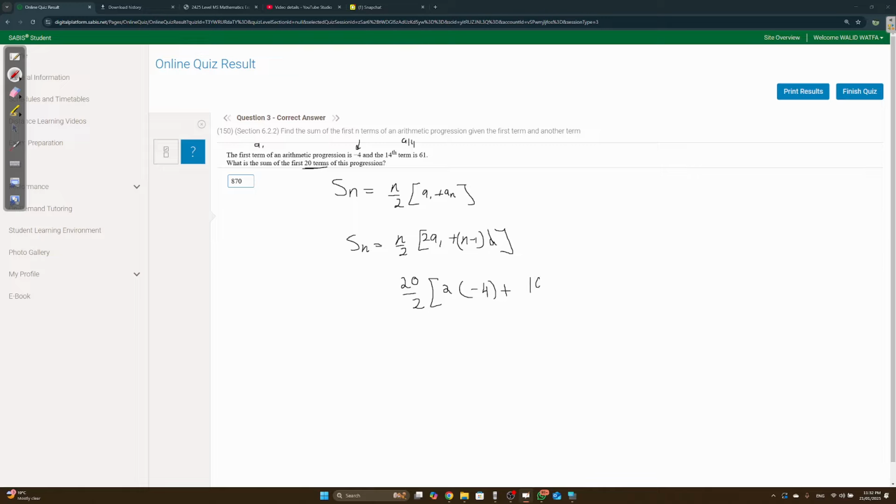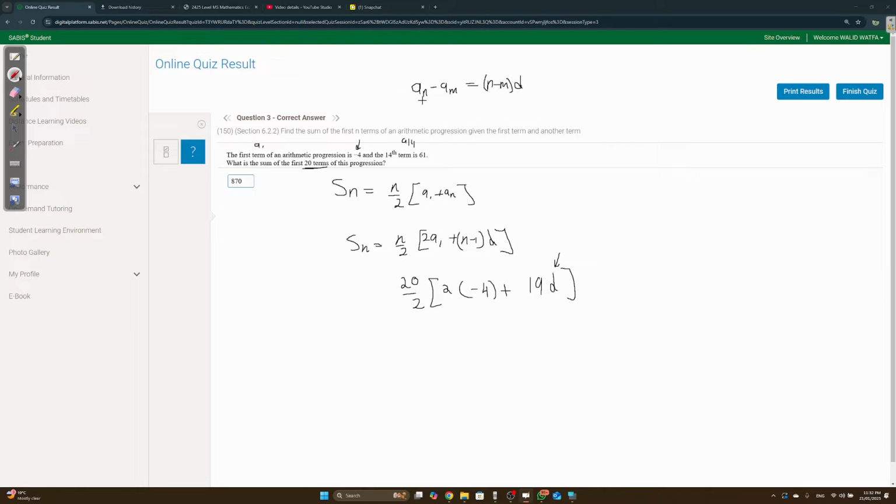Plus n minus 1 d, so 19d. Why 19? Because 20 minus 1, right? n minus 1. Anyway, we need d. You can't work without having the d, right? You need to find the d. How do you find d? Given any two terms of an arithmetic progression, remember, I always told you, to find d, you use this formula.